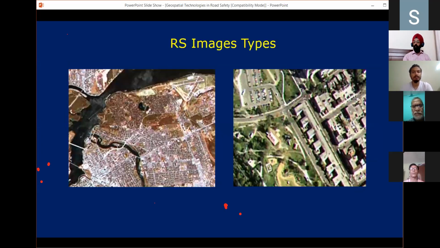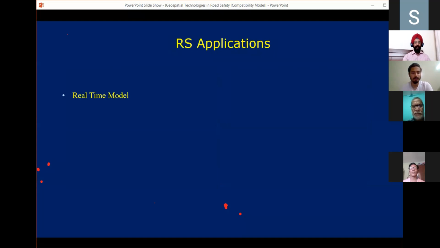These are the remote sensing image types. I'm not going into much detail. I'm just giving you an overview of how we can use these remote sensing images. You can see that this image has a different type of resolution and this one has much better resolution. Depending upon our requirement and our project, I can get different types of remote sensing images.